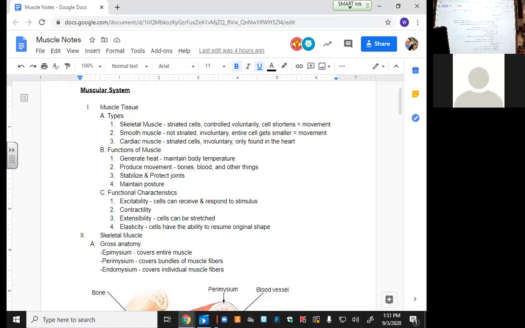One of the big overarching themes of the muscular system is that muscles can only pull. Okay, muscles cannot push. Muscles can only get shorter. Muscles can only pull. So whether you're talking about any type of muscle, the only thing a muscle cell can do is get smaller. A skeletal muscle is just going to go from long to short. A smooth muscle, however, is a little bit more oval shaped. It's going to be not striated, involuntary, and the whole cell gets smaller.